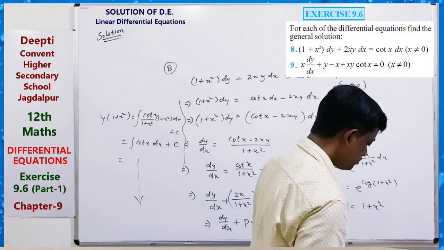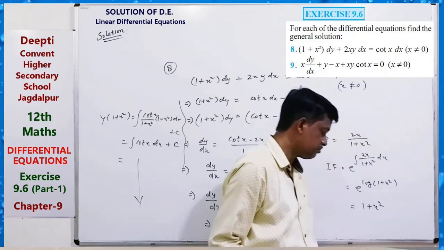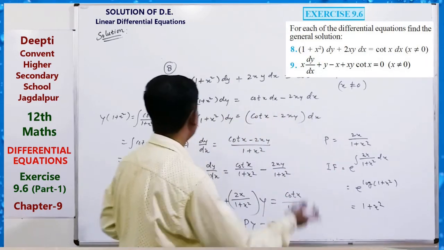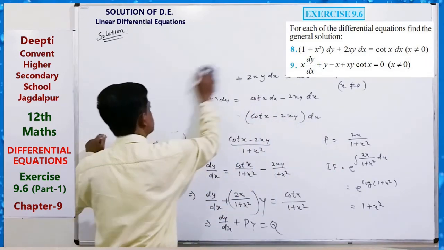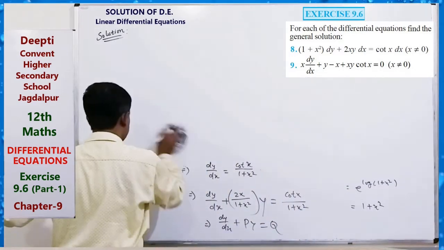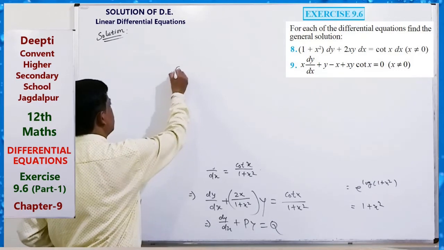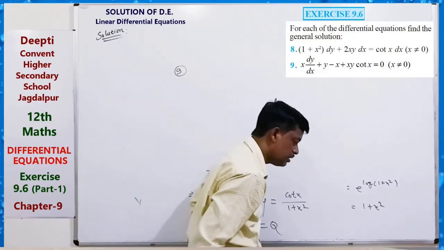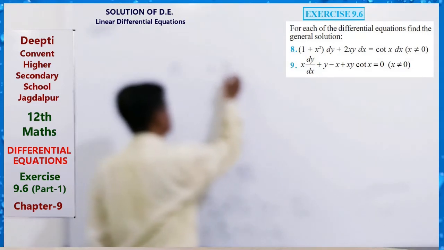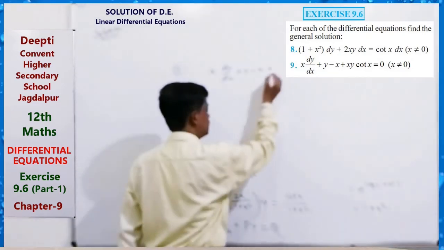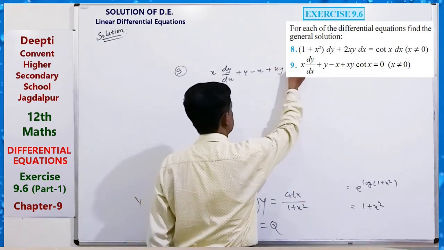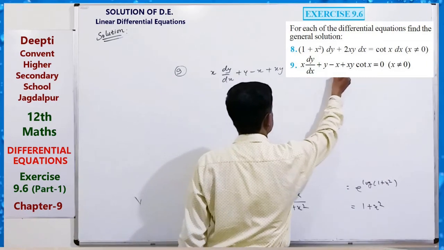Question 9 can also be solved by adjusting, taking y common. See, how can you convert 9? 9 means x dy by dx plus y minus x plus xy cot x equal to 0, and x is not equal to 0.